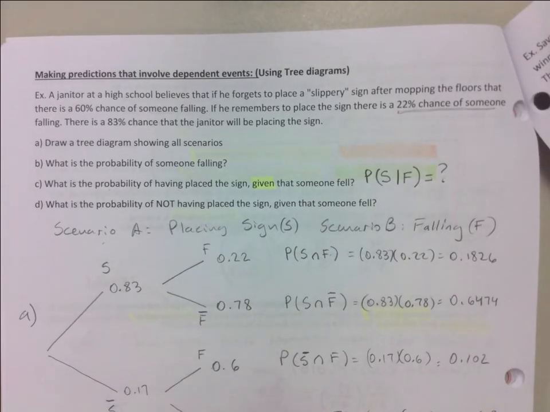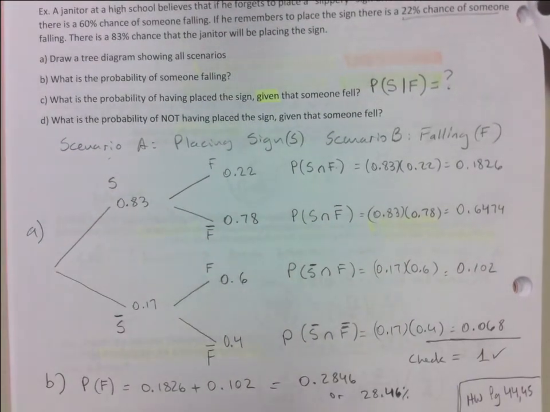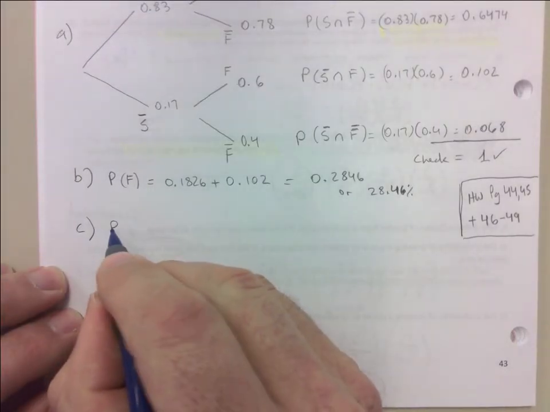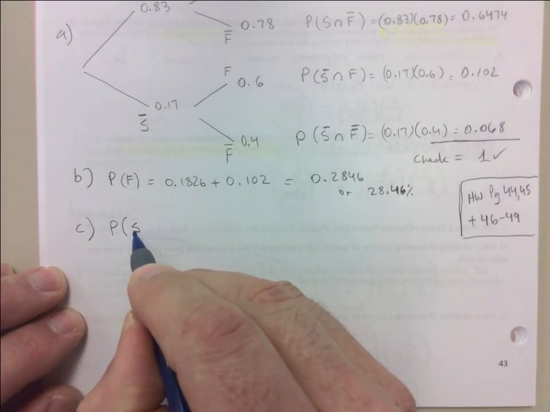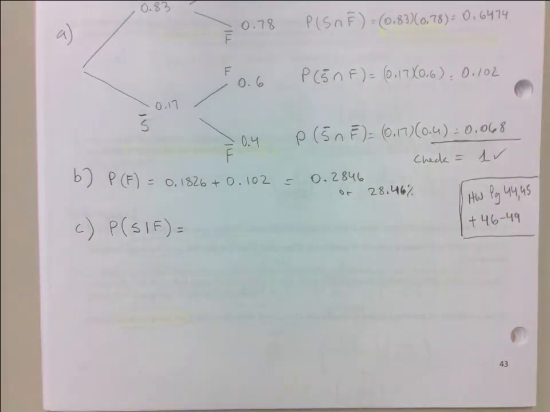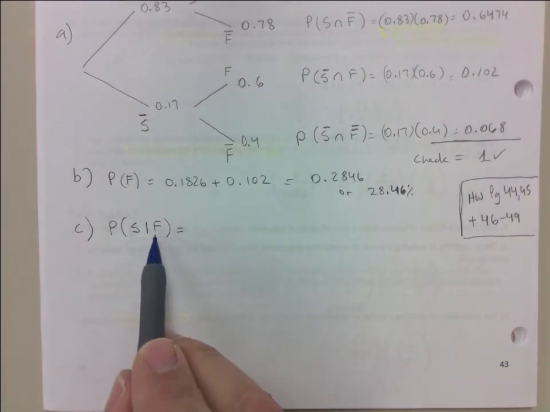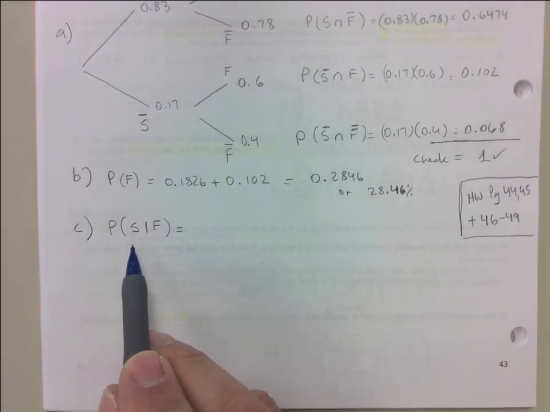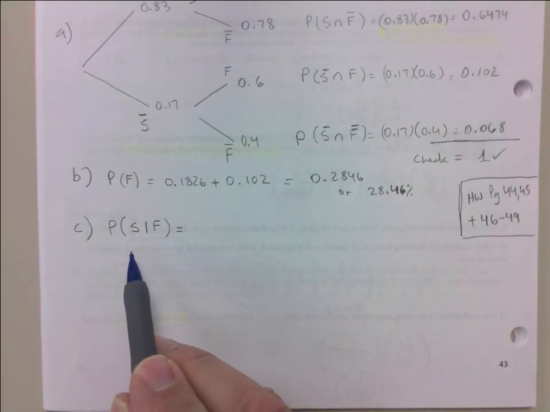Okay? So let's go to C. And I'm going to do that right down here. It's asking for, one more time, the probability that the sign was put up given that someone fell. So someone's asking, maybe you, I hope this doesn't happen to you, but let's say you fall and you go to the office and you're like, I fell and I hurt myself. We're asking, okay, knowing that you fell, what are the chances that the sign was actually up? That's what we're trying to ask here. We're trying to go backwards, okay?